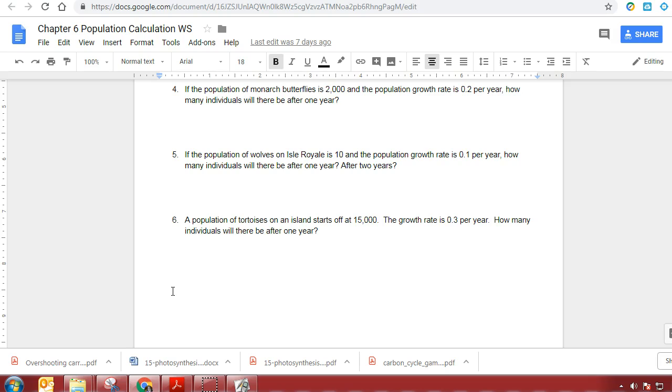All right, lastly, population of tortoises starts off at 15,000. Growth rate is 0.3 per year. So I'm going to take 15,000 times 0.3. We end up getting 4,500, so 4,500. So what's my final answer going to be? What's the population? 19,500.